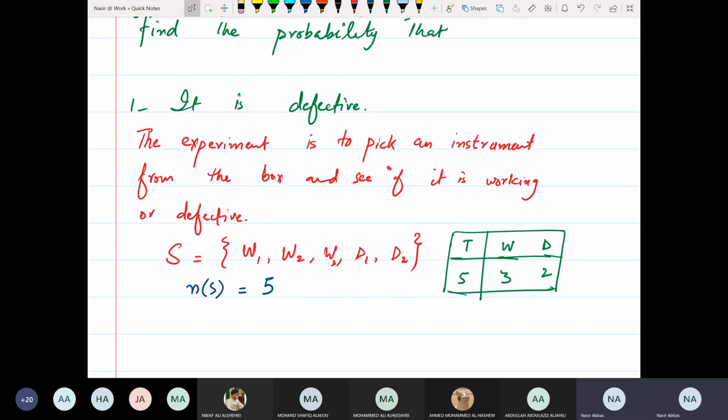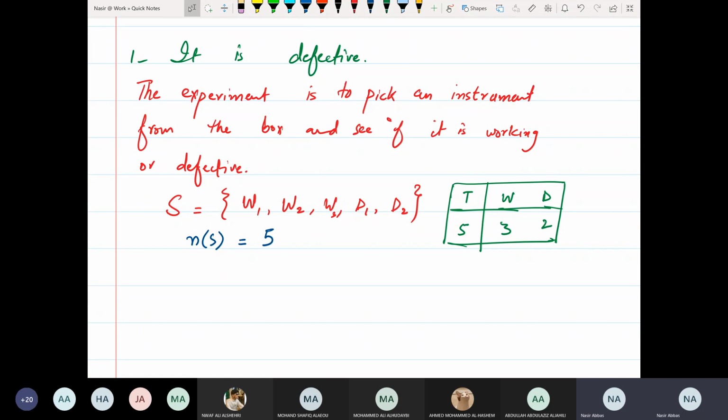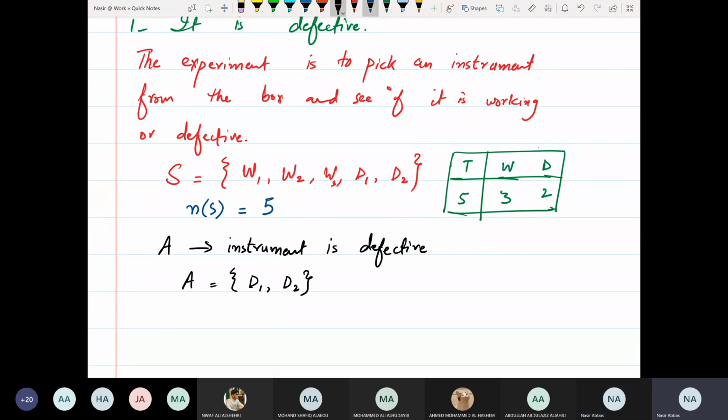Now we need to know where the interest of the question is. The question says find the probability of what? The probability of a defective instrument. So event, let's call it A or B or whatever. The event A is that the instrument is defective. So your set A will be D1, D2. These elements will belong to your set. This is where the interest of the question lies. You can also define the number of elements in A, which will be 2.